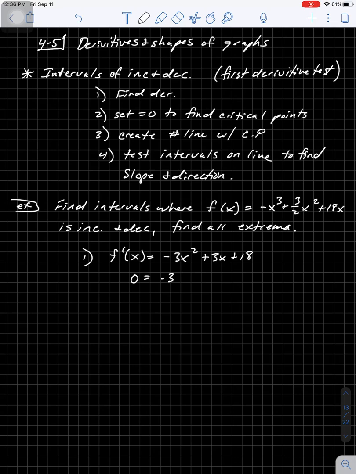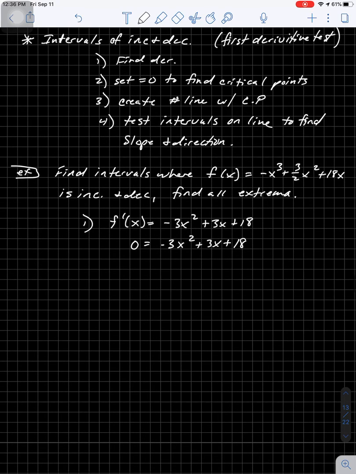Alright? Negative 3x squared plus 3x plus 18. And we can go ahead and factor that. If it doesn't factor, you'll need to run it through the quadratic formula. And the quadratic formula always works if you prefer that. So this is going to be a negative 2 and a 3. So these are your critical points. Okay, that's step 2.